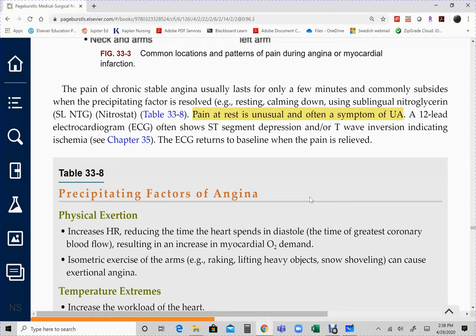So it's predictable. In unstable angina, the pain comes on even at rest and is unusual, meaning you're not doing anything. You're not on the pot trying to give birth to a big turd. Okay, you're not doing anything. You're just resting, sitting on a couch watching TV, for instance. Or you did a very minor activity, nothing that typically causes increased oxygen demand or consumption.